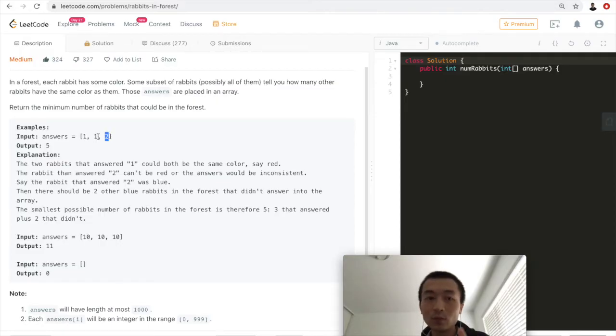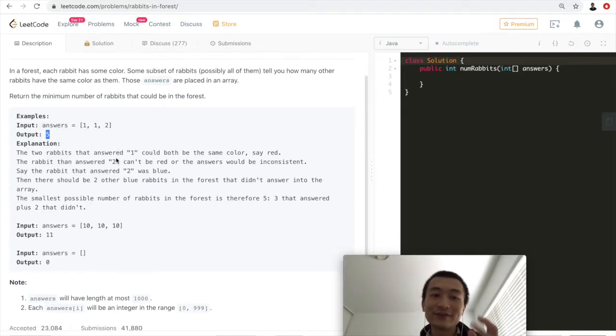So that is 1, 1, 1, 1, 1. So total of 5 rabbits in the forest. That's why the answer is 5. I hope it makes sense. It's kind of confusing, or very confusing, but as long as you understand two meanings, two layers of the meaning of the number in this given answers array, then you'll get it.